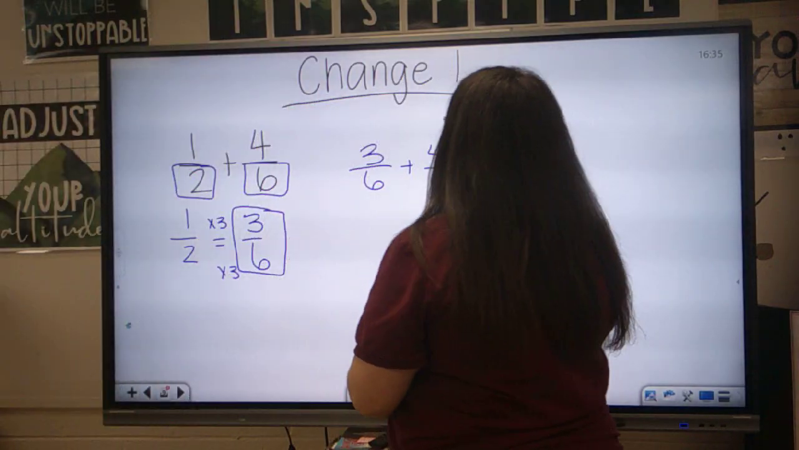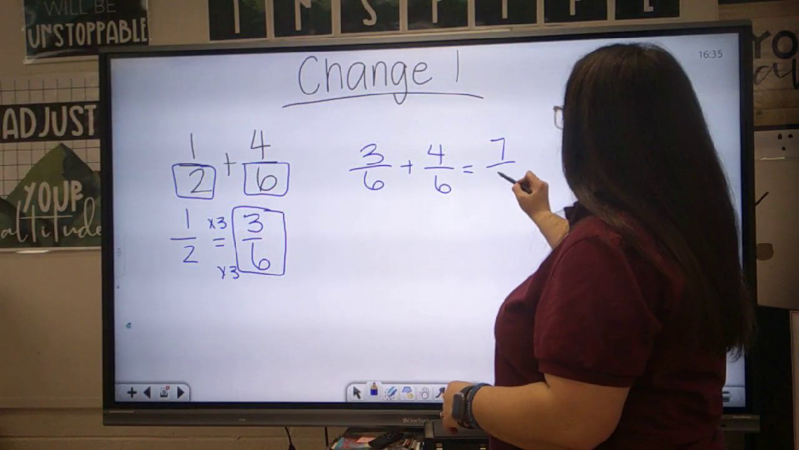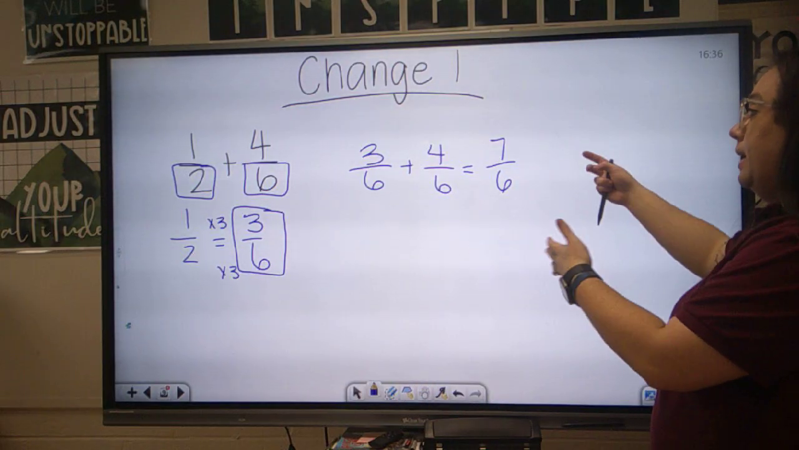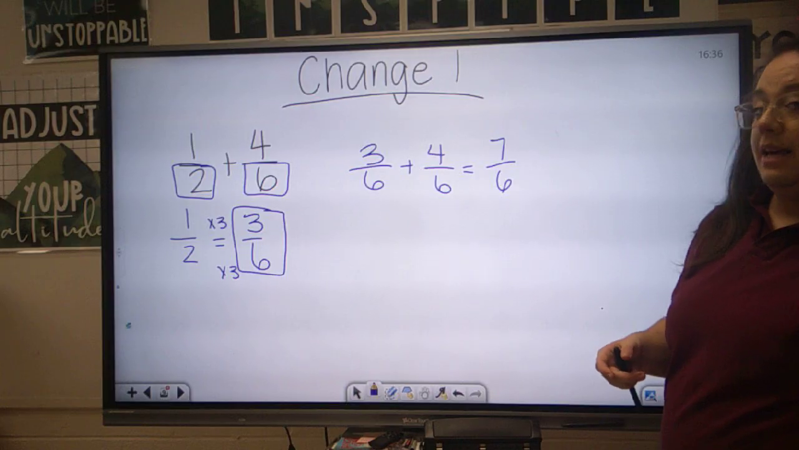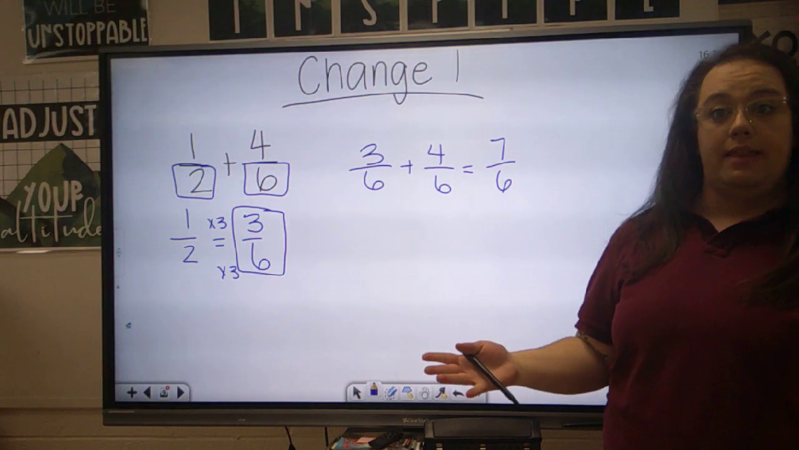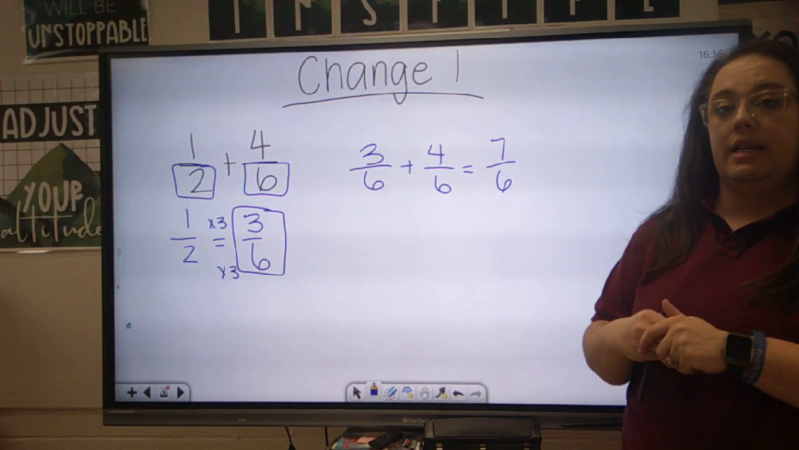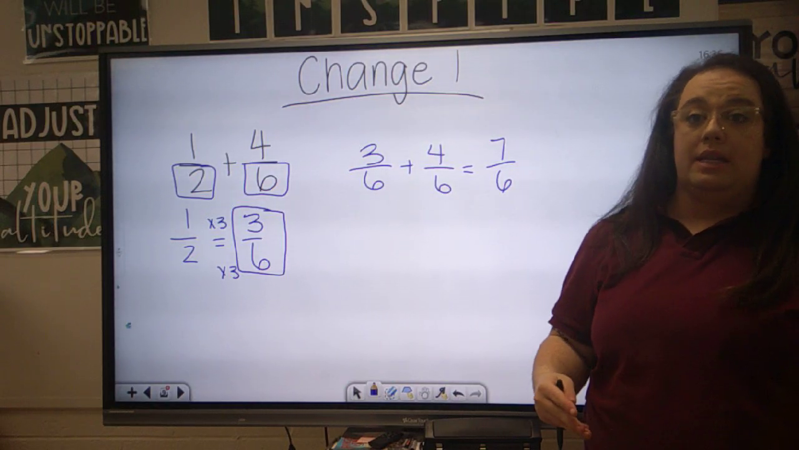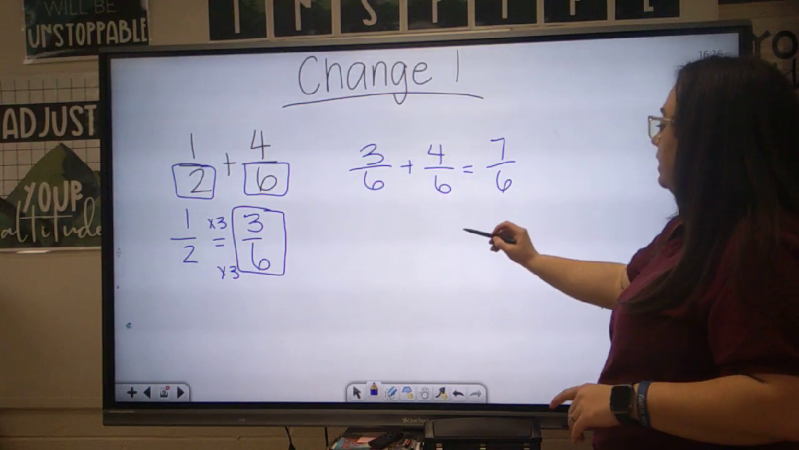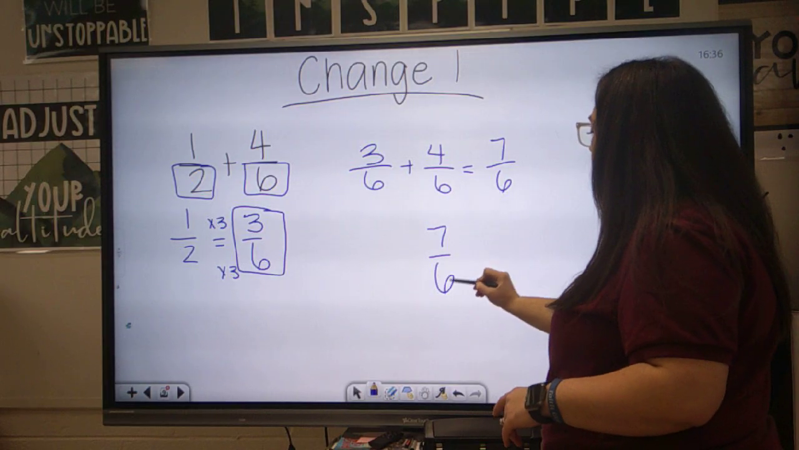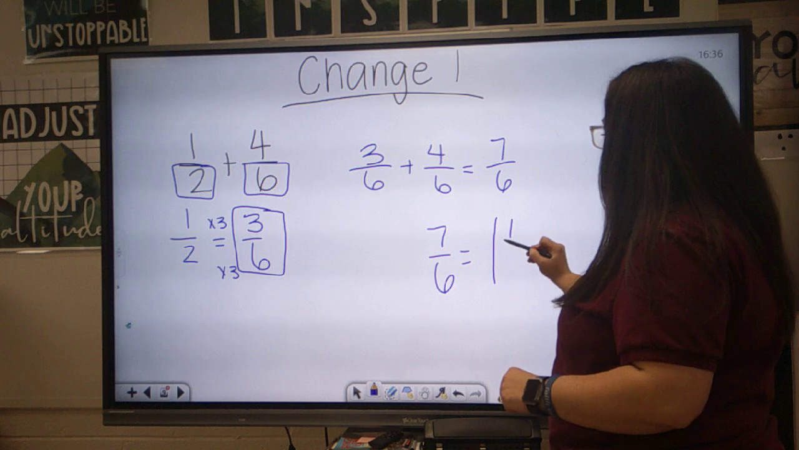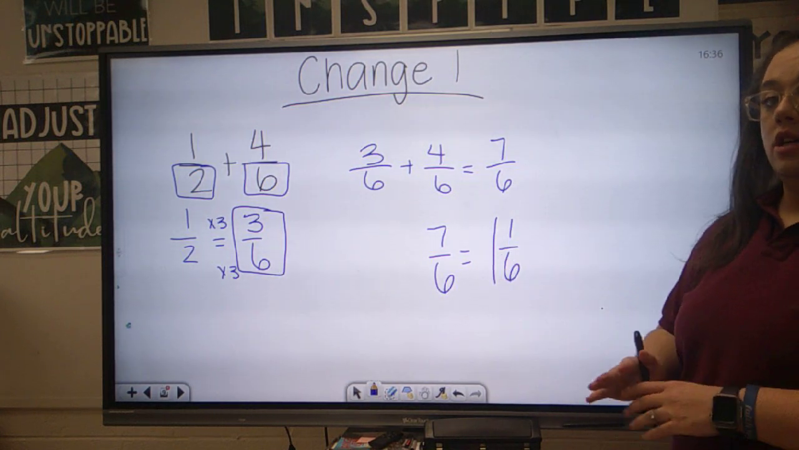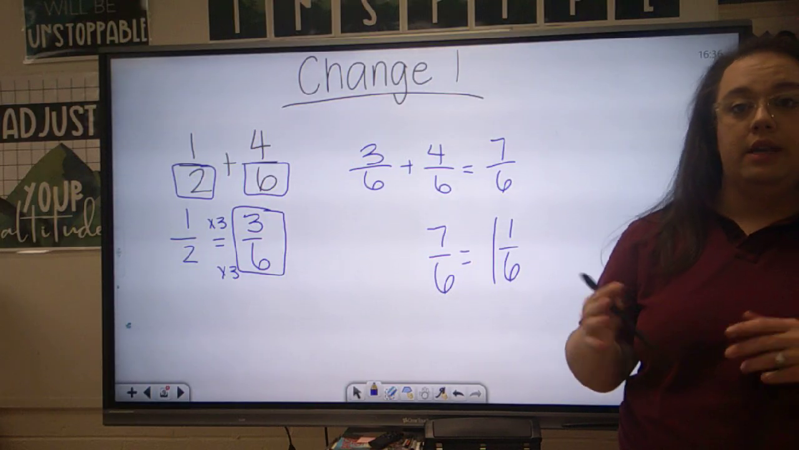So 3 plus 4 is 7, and my denominator stays the same. Once you get this solution, 7/6 is an improper fraction, and you can't leave it that way. So now we're going to make this into a mixed number. A mixed number is a fraction that also has a whole number. So 7/6 equals 1 and 1/6.